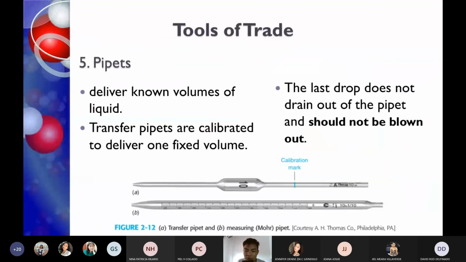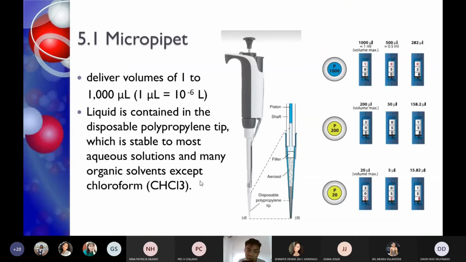Sir, paano naman po kung gusto ko po mag-transfer ng 0.0001 ml? Pwede ba 'yon? Pwede. However, hindi mo na pwede gamitin yung pipette. Bakit? Kasi ang limit nito ay 0.1 ml lang. If you want to transfer 0.00 something ml, no, mas maliit pa doon, you have to use micro pipettes. No? Micro pipettes can transfer volumes from 1 to 1,000 microliters. Okay? So, ibig sabihin, super liit talaga niya.